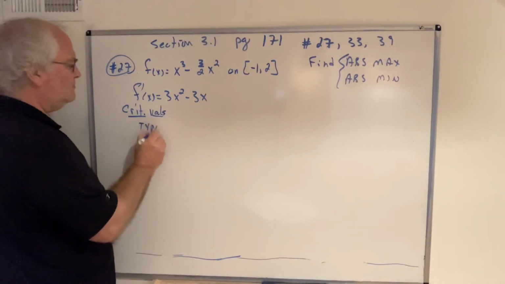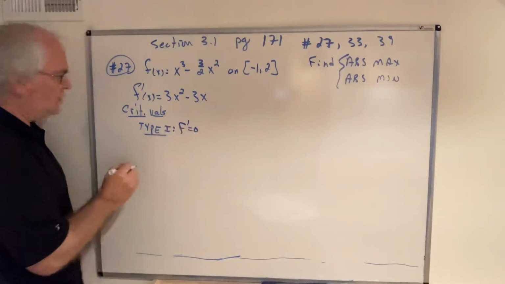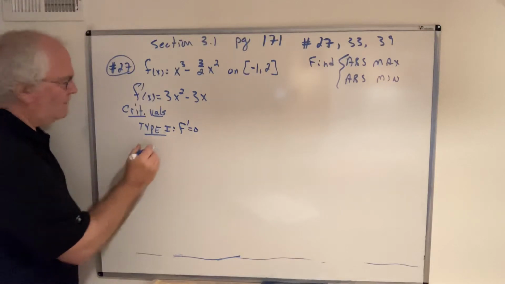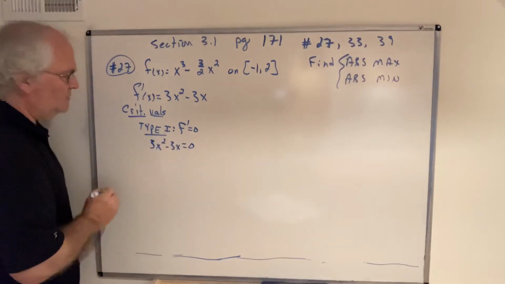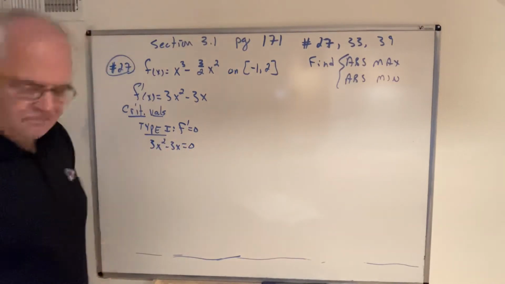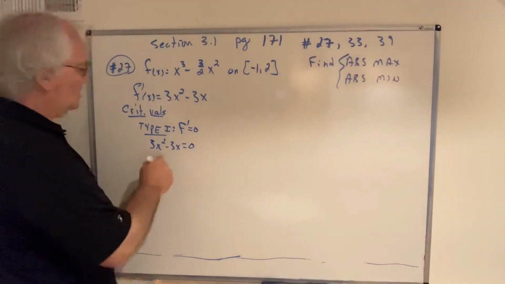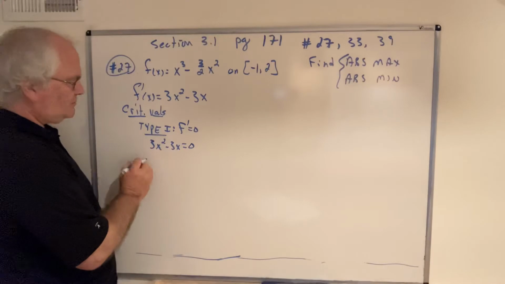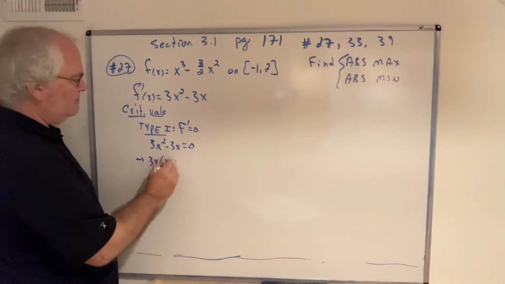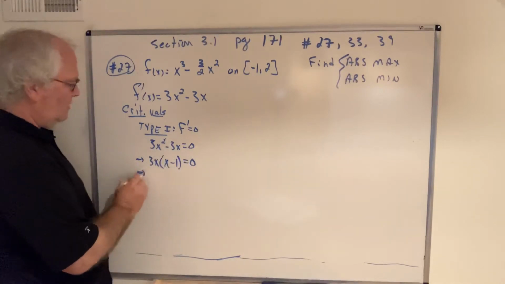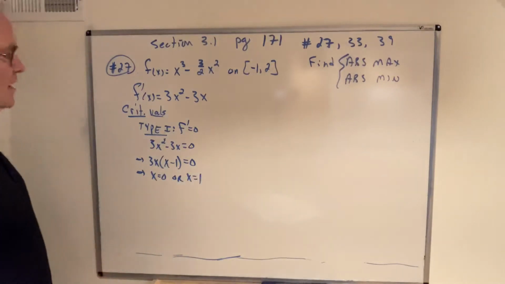Type 1 is where the derivative is equal to 0. And so we have 3x squared minus 3x equal to 0. Did I copy our little problem correctly? Yes, I think I did. So I'm going to factor out 3x, leaving behind x minus 1. And so we have x equal to 0 or x equal to 1.